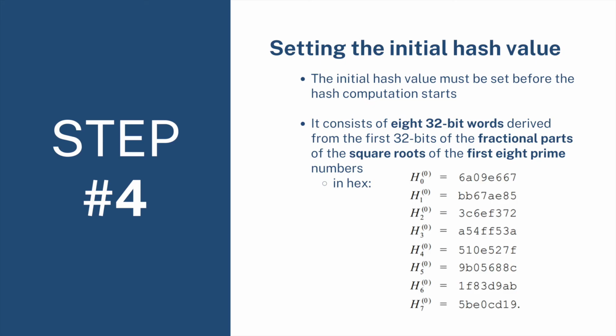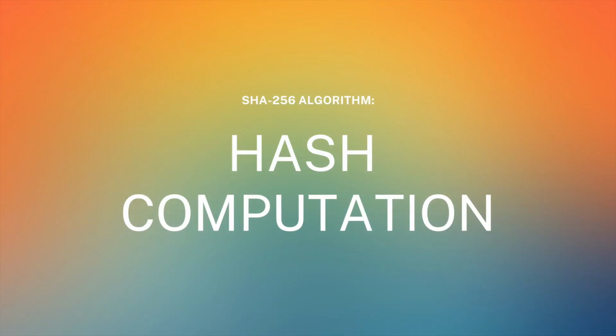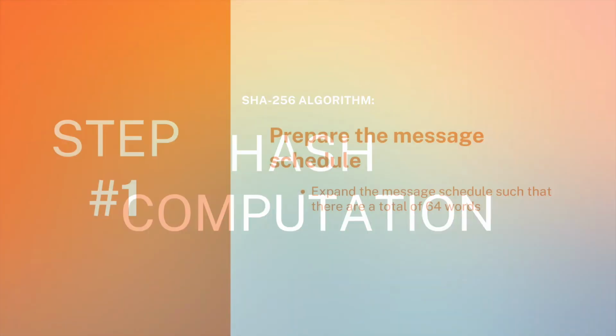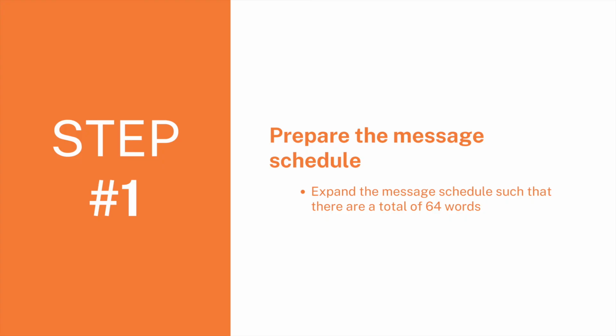I know that you may be overwhelmed by all of the information we have discussed, but hang in there because we are finally at the second and last part of the hashing algorithm. This part has 4 steps, but we already did the first one earlier, which is the preparation of the message schedule. So now we will head on to step number 2.